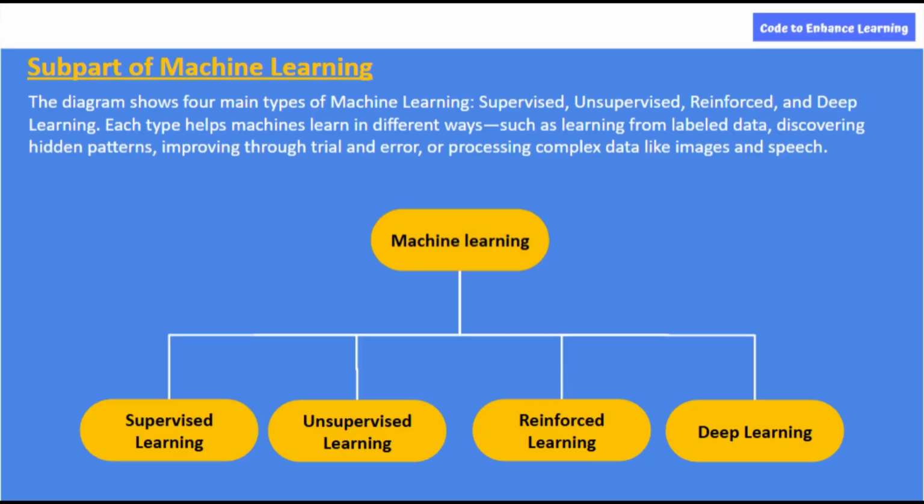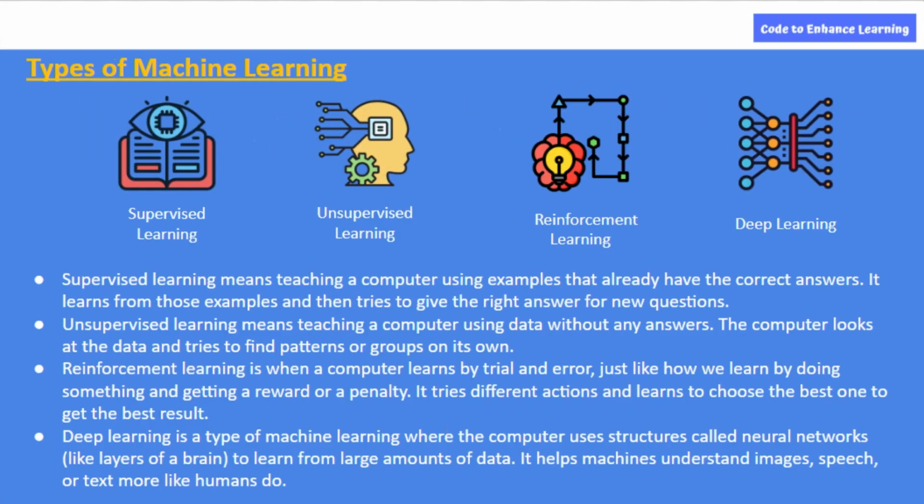Now that we understand what machine learning is, let's go a little deeper. Machine learning is not just one single method. It has different types of learning approaches, just like we humans learn in different ways. So there are 4 main subparts of machine learning: supervised learning, unsupervised learning, reinforcement learning, and deep learning. So first one is supervised learning. This is like learning with the help of a teacher.